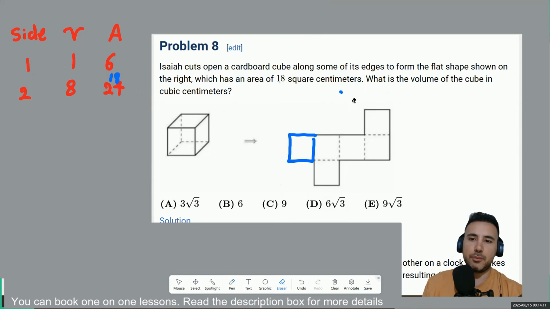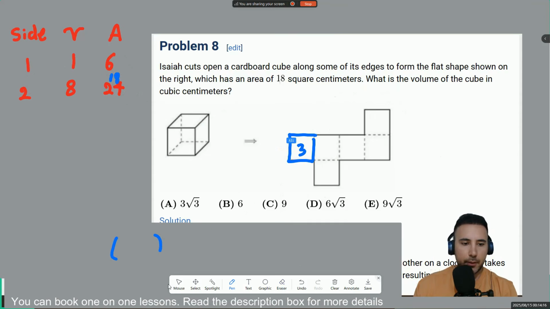If the area of one of them is 3, what is the side length? We want a number that you multiply by itself and it becomes 3. What is that number? By definition, that's the square root of 3, right? Which is about 1.7, almost, a little bit more, right? So that's the side length, right? If the side length is now root 3, what is the volume?